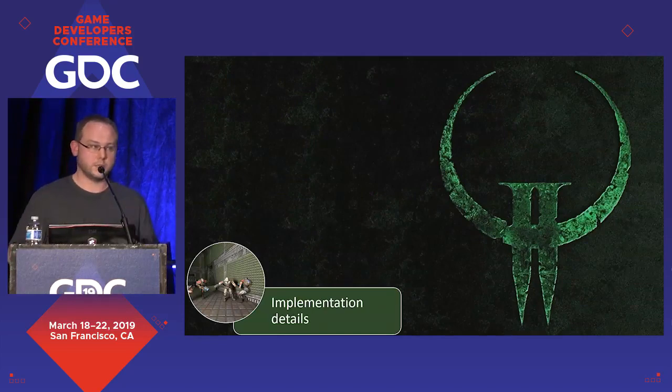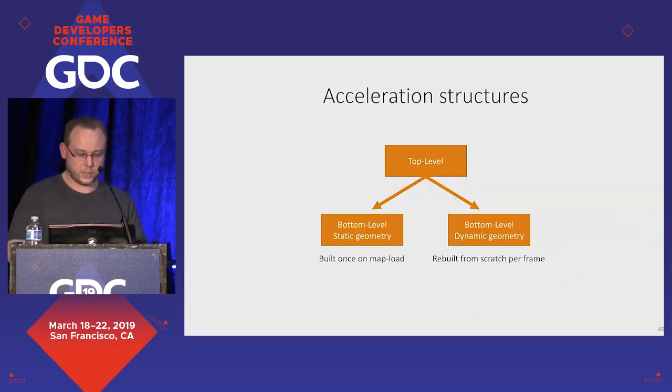All right, now for some smaller implementation details. We have two acceleration structures. We have one that we built once on map load with the static geometry, and we rebuild everything from scratch for the dynamic parts, because it's so few polygons that it's not worth it to individually update the parts.